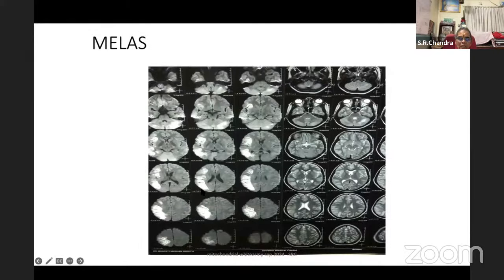Here you can see diffusion restriction involving part of the anterior cerebral artery and part of the middle cerebral artery. So it is trans-territorial. It is not in the territory of one vessel. And then there are patchy restrictions in the cerebellum. That is a typical picture of MELAS, mitochondrial encephalopathy, lactic acidosis, and stroke-like episodes.